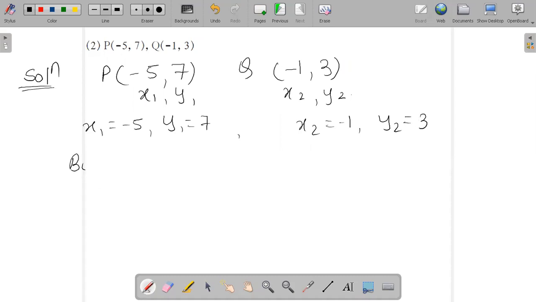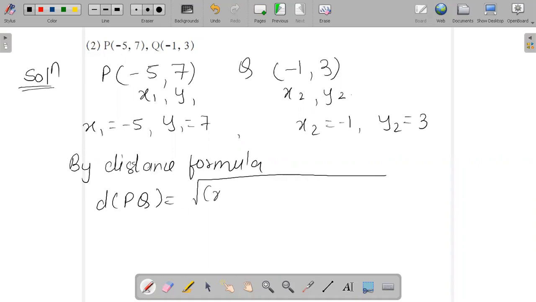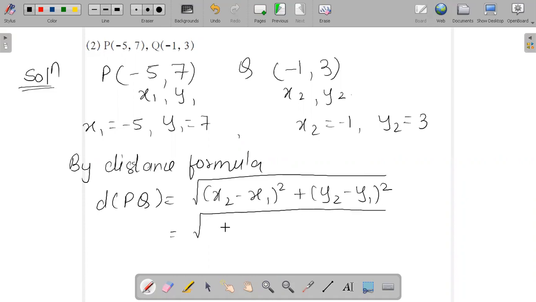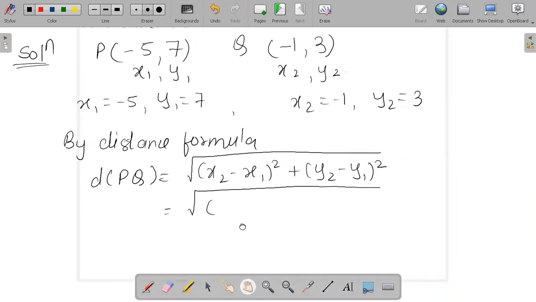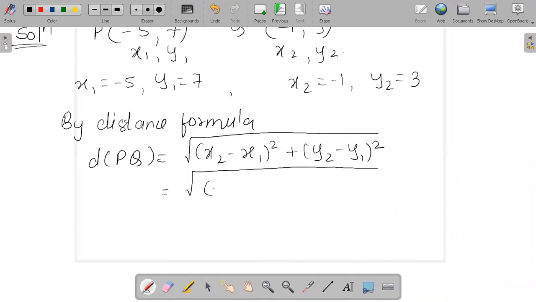So by using the distance formula, the distance between PQ is equal to, so I'll write the formula first. This is the square root of x2 minus x1 the whole square plus y2 minus y1 the whole square. Next is to substitute the values. So can you tell me the values? x2 is -1.